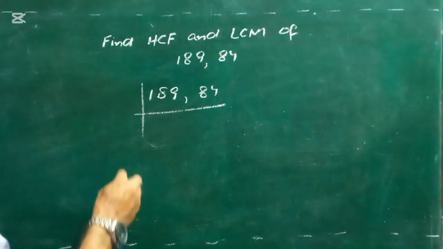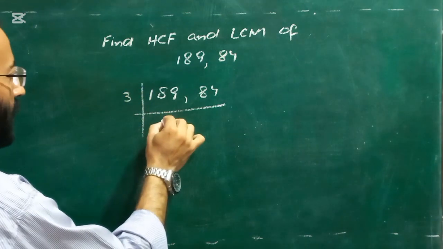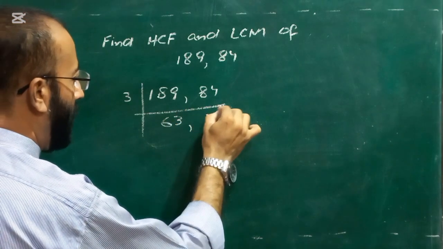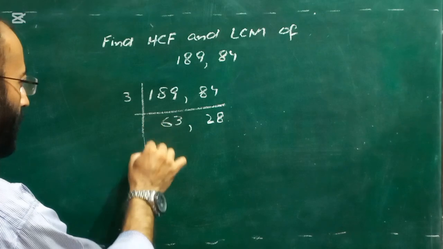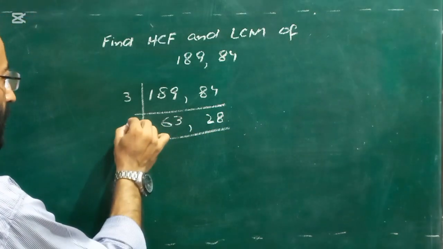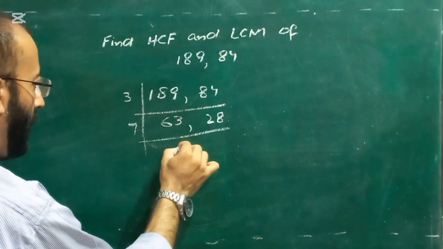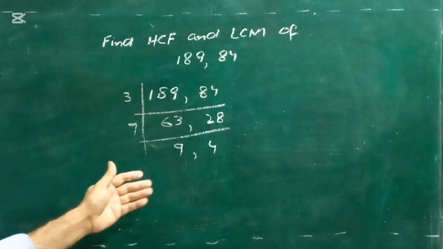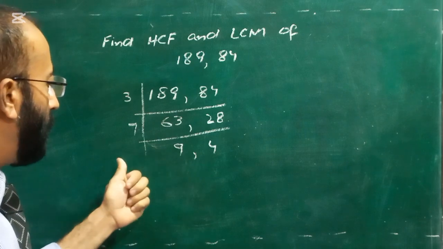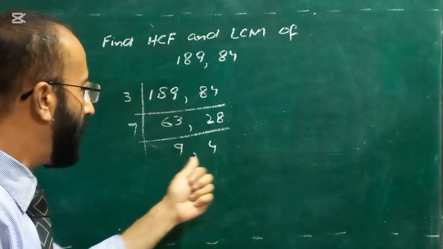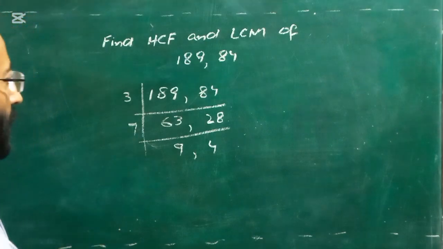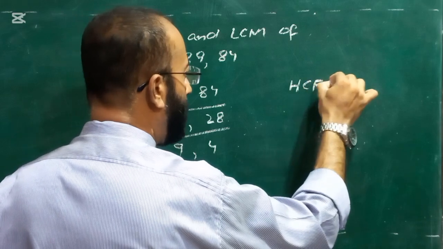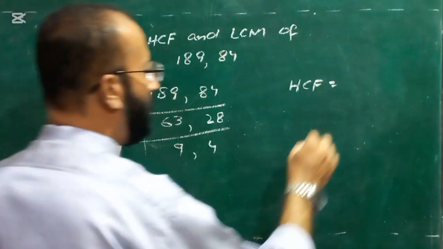So these two numbers are coming in 3's table. So 3 6's are 18 and 3 3's are 9, 3 2's are 6 and 3 8's are 24. Again in 7's table these two numbers are coming. So 7 9's are 63 and 7 4's are 28. So you can see beyond this stage no table is there in which both numbers are coming. So we will stop here. So this is the HCF. Look now, we will write HCF, that is 3 multiplied by 7.